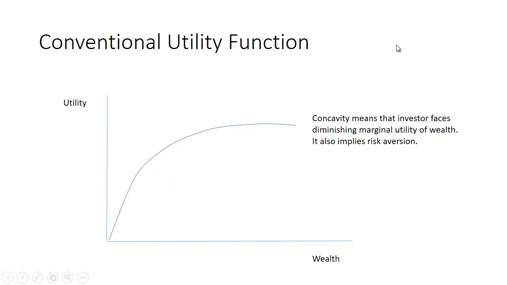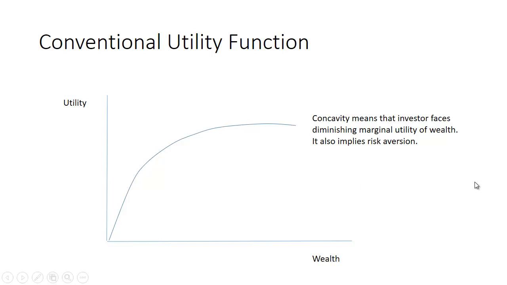Let's take a look at how this looks graphically. Now, in standard utility theory, you have this concave shape, with wealth down here and utility here, and this concave shape indicates risk aversion. It indicates diminishing marginal utility of wealth, that is, as you get wealthier, each dollar of wealth gives you less satisfaction, but it also implies risk aversion. I don't want to go into too much detail here, but I have a video that goes into this in quite a bit of detail, and I will post the link below.